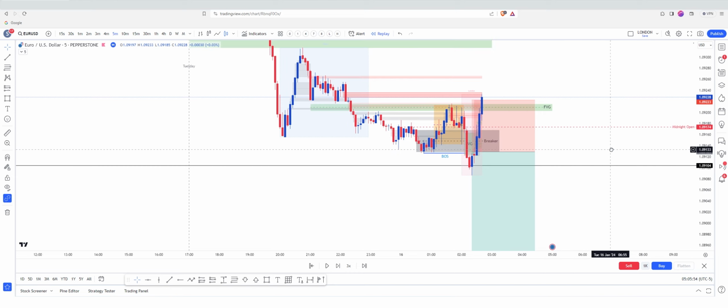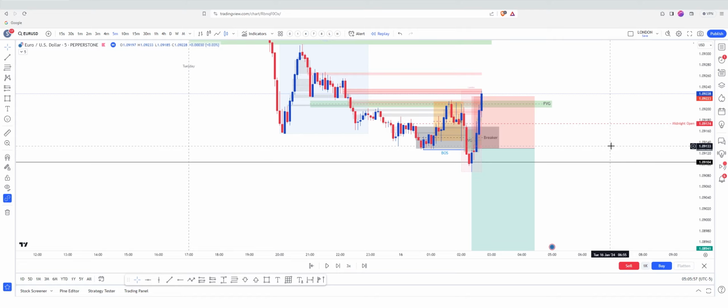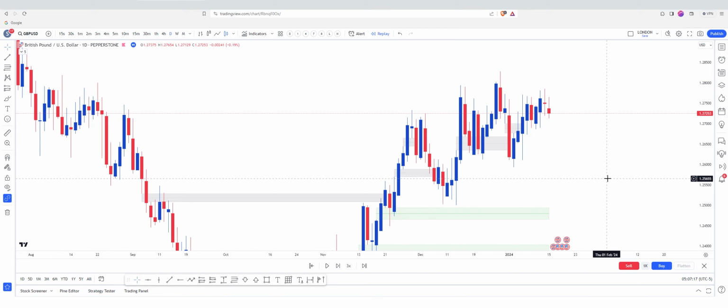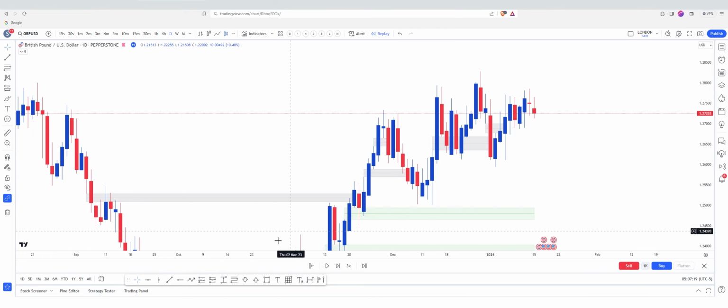that trade. Let's jump into the pound now, compare these setups, and then we'll just see if there's any differences that could have led us to making a different choice and taking the pound trade as opposed to the euro trade. So here we are on the daily time frame on the pound, just to see if we can establish our bearish bias again.